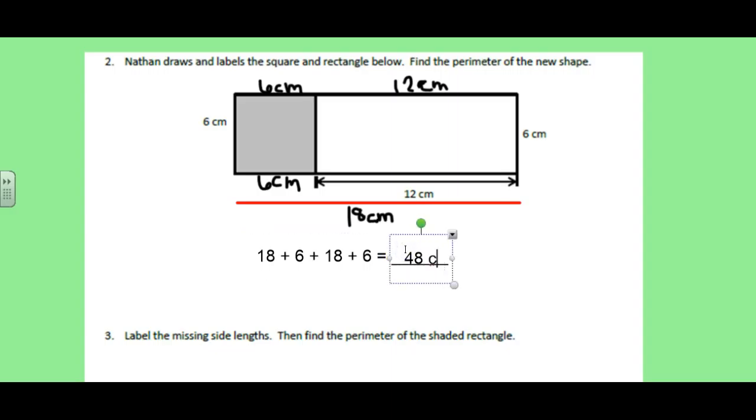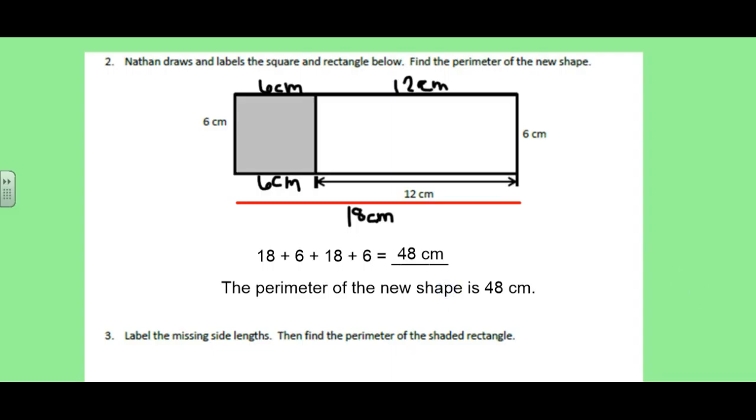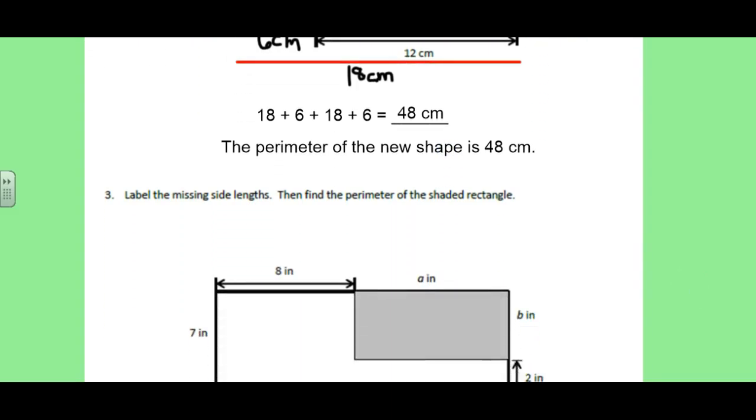Okay, so we should have got that it was 48 centimeters. I'm going to go ahead and put that in the sentence. The perimeter of the new shape is 48 centimeters, because it's always good to answer a question in a complete sentence. Now we're ready to move on to number 3.